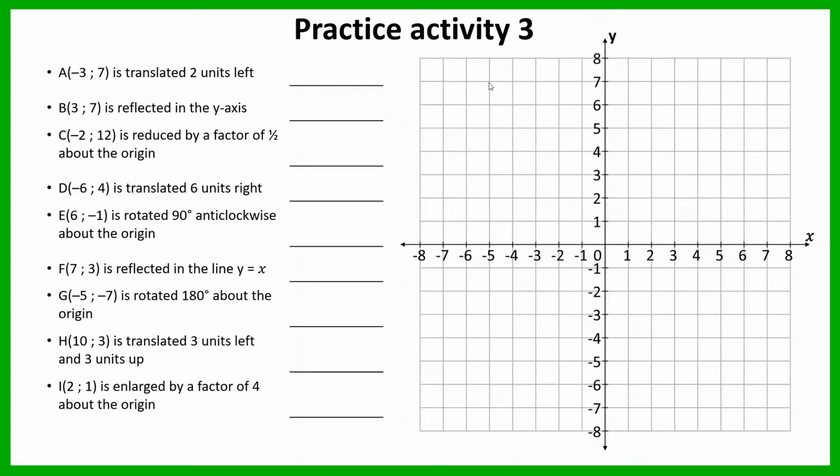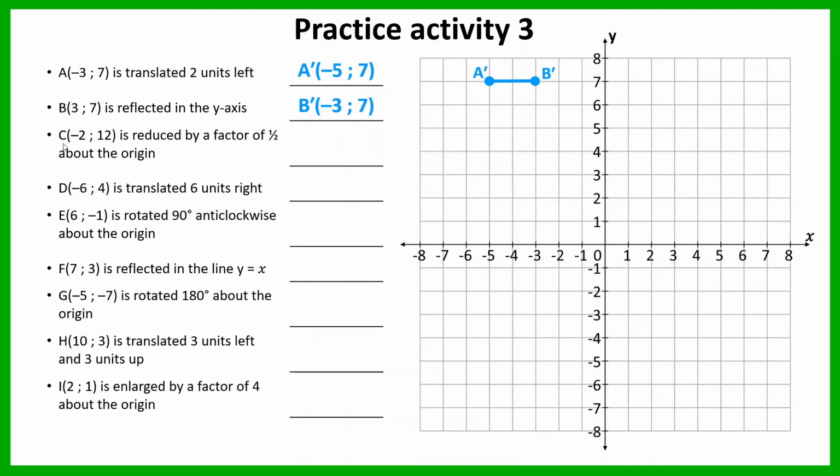Then the next one is the point B, which is the coordinates 3, 7, and it is reflected in the y-axis. So 3, 7 reflected in the y-axis will give you this point over here. So that's going to be -3, 7. So B prime is -3, 7. If I join those up, I get that over there.